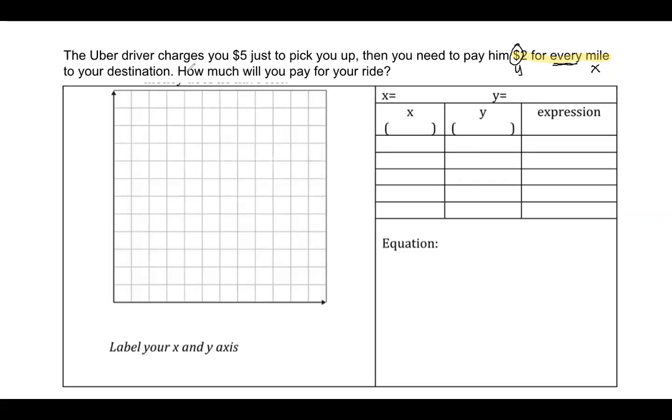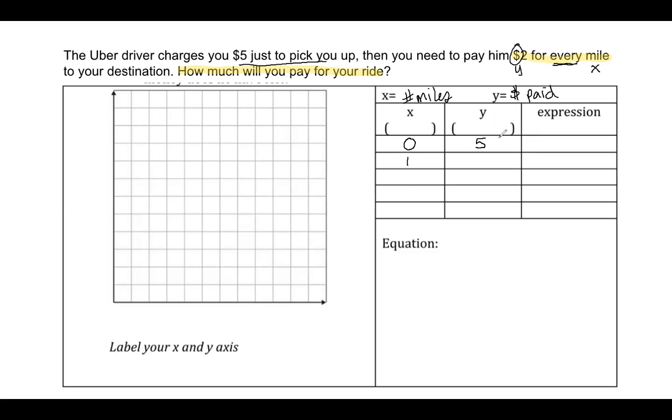Okay. Also, they asked how much will you pay for the ride? So the question that we need to answer is the outcome, which is Y. So Y is the money paid for the ride, and X is the number of miles, because how much money you have to pay depends on how many miles he drives you, right? So if he drives you 0 miles, if you call him and he comes and then you say, never mind, you're going to still pay $5, right? Because that's the pickup fee.